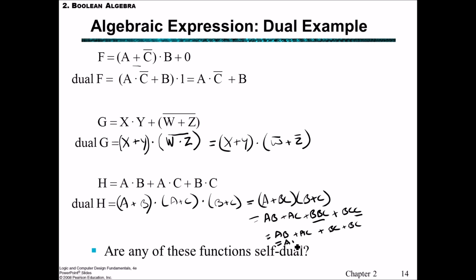So equals AB plus AC plus BC, which is the same as that original expression. So therefore, we can say that this last one, the dual of H, is the same as H, therefore it is self-dual. So the only function that's self-dual is this third one.